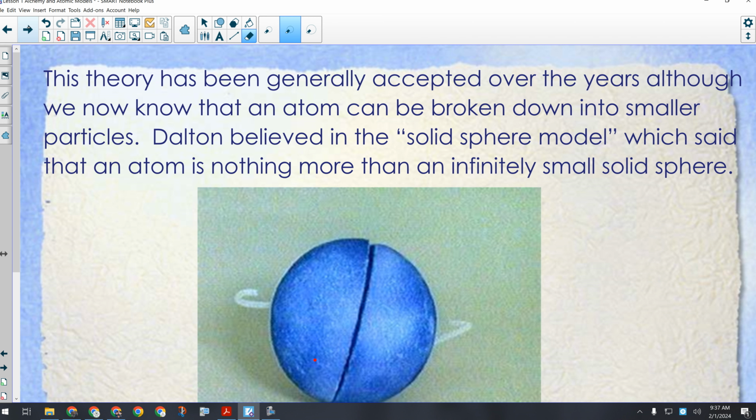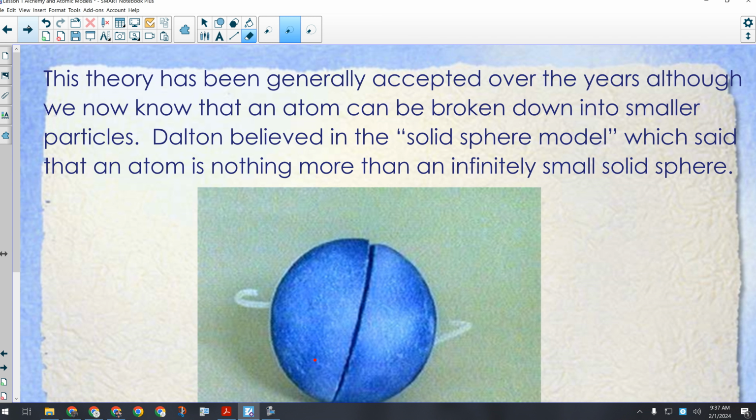There's a lot of problems with this model. Namely, what does it not have? What do atoms need to have, at least now that we know? Atoms are made up of three things. What are they? Two of them are in the nucleus and one of them isn't. Protons, neutrons, and electrons. Does this model account for those? It absolutely does not. But at the time Dalton came up with this, nobody knew about those particles either.